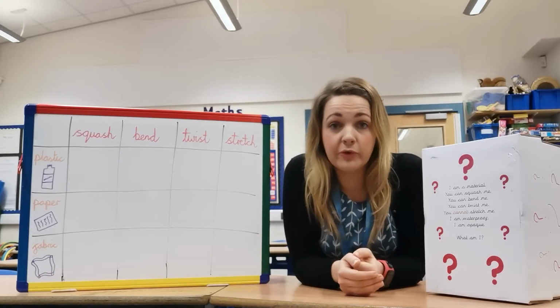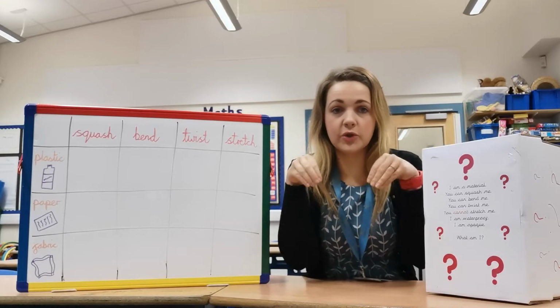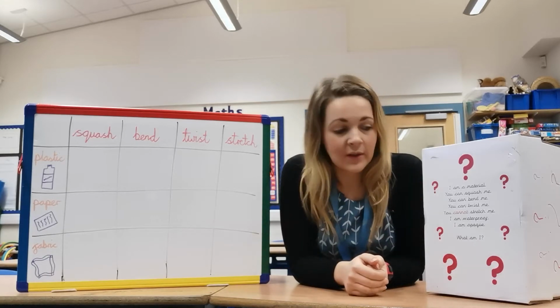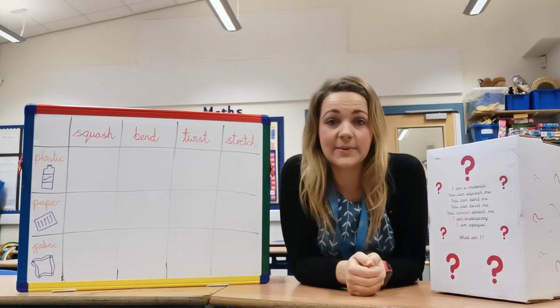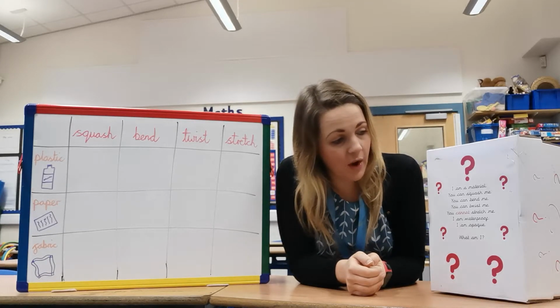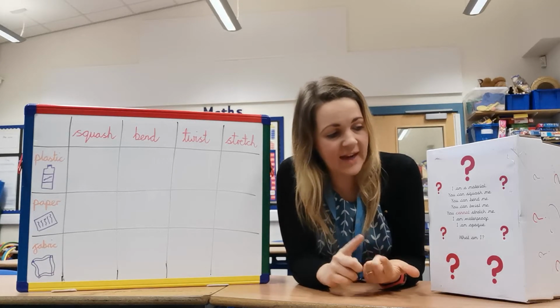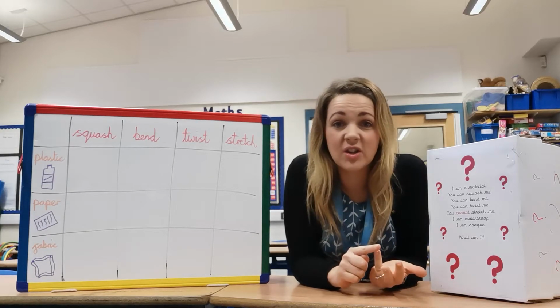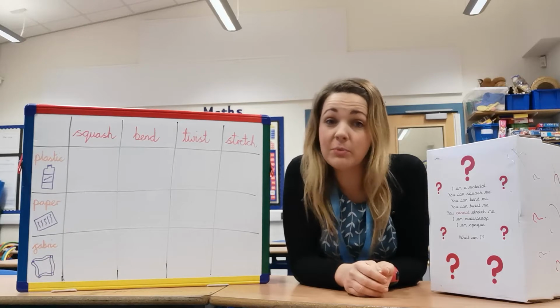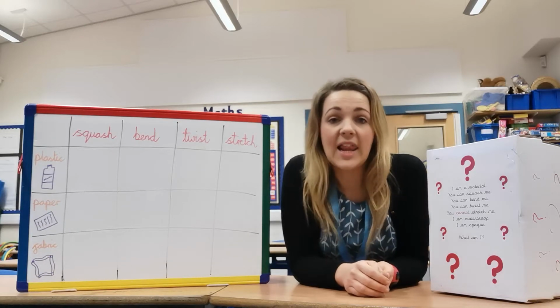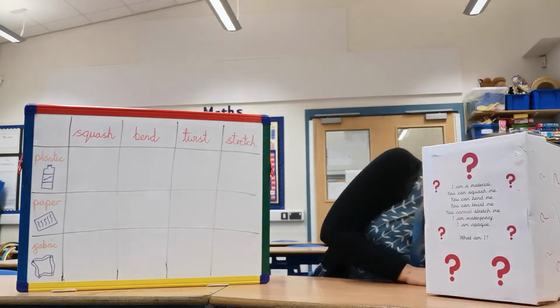So there are some words in that riddle that we do know. Like waterproof means it does not soak up water. We know that opaque means you cannot see through it. But there are other words, squash, bend, twist, stretch, that maybe you don't know the meaning. So first of all, before we start investigating, let's have a look at those words.